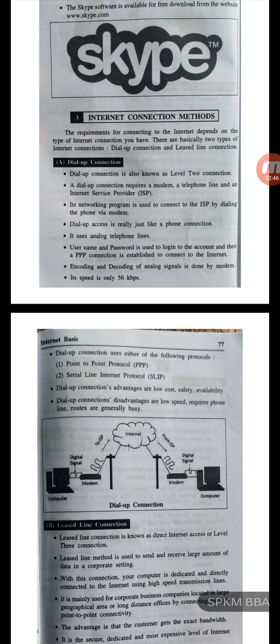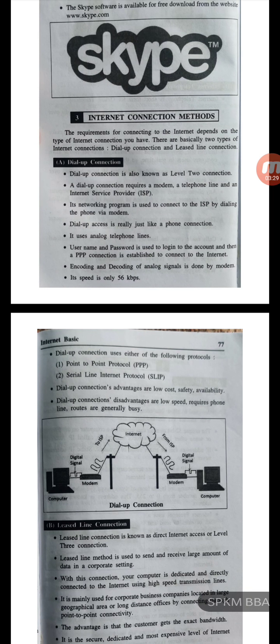Dial-up access is really just like a telephone connection. It uses analog telephone lines. A username and password is used to log in to the account, and then a PPP connection is established to connect to the internet. So as we know, there are three requirements for a dial-up connection. You require a telephone line that may be from any company, for example Vodafone, Reliance, BSNL.